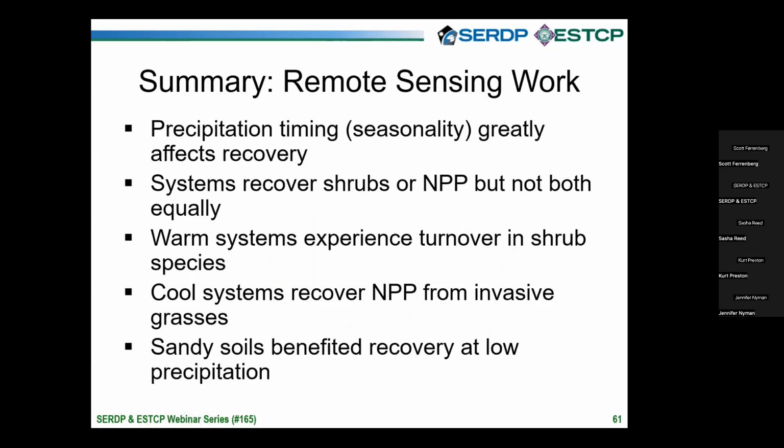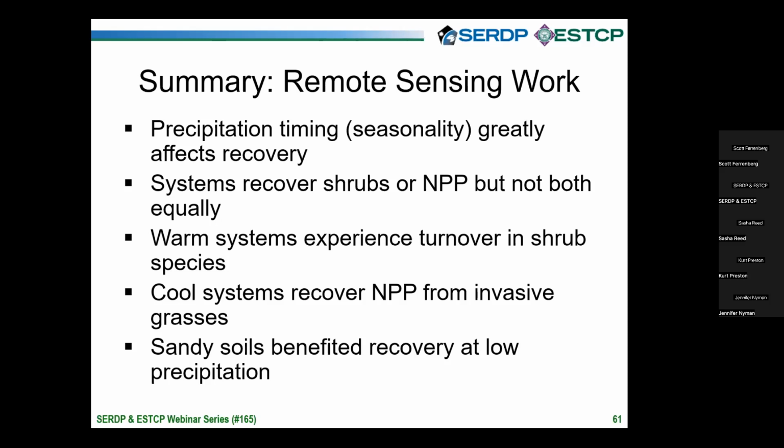So the summary of that work that Tyson and Peter are leading up is that precipitation timing, that seasonality that he summarized as cool, cold, and warm, greatly affected recovery across those latitudes or locations, in some cases elevational. Systems can recover shrubs or their productivity, but they don't recover both equally. And very few of them made it back to levels that were akin to the undisturbed, even after 100 years.